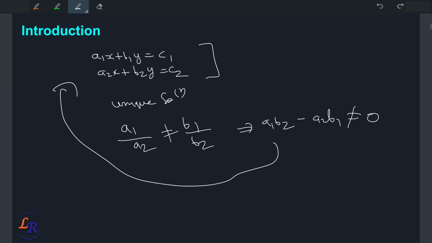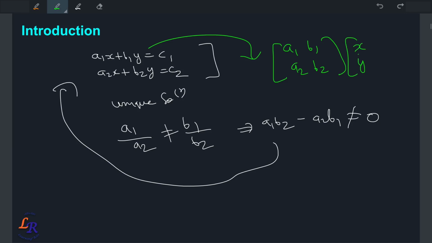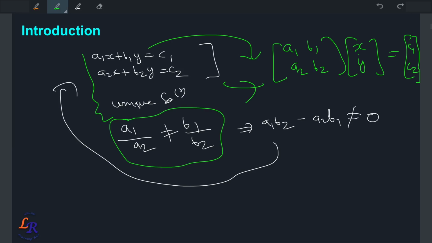Now if I have to represent this equation in matrix form, how can you write it? You can write the matrix a1 b1 a2 b2, multiplied by x y, equal to c1 c2. The same linear equations can be represented in matrix form. Now, when we talk about the uniqueness, if this condition is satisfied, then you will have a unique solution.